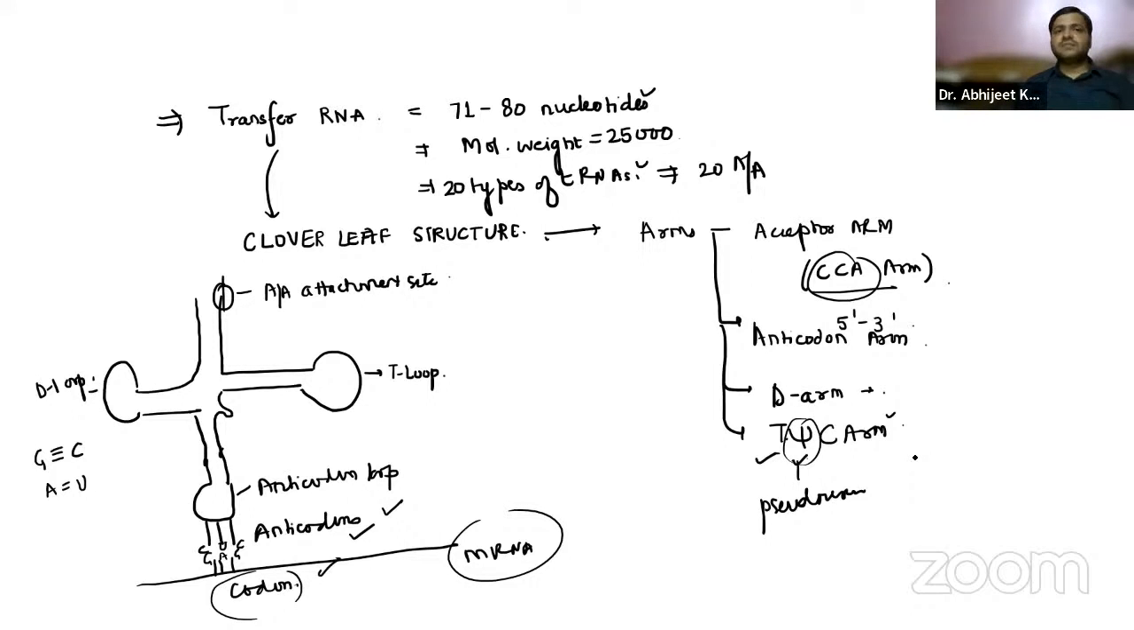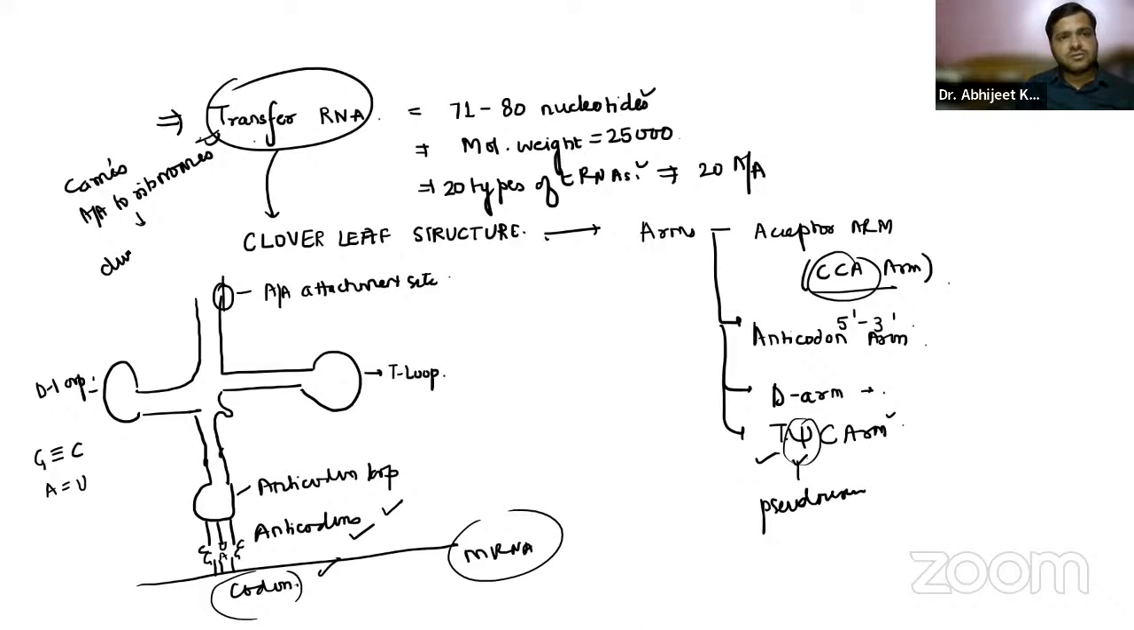Base pairing rules you already know. And what is the function of this transfer RNA? It carries amino acids to the ribosomes during protein synthesis.